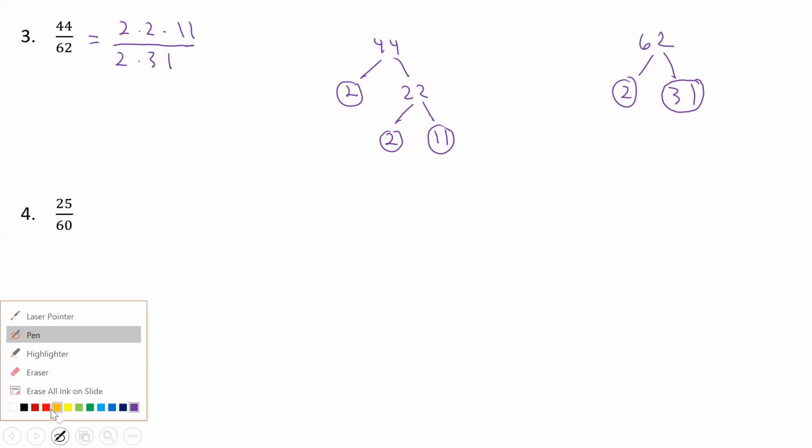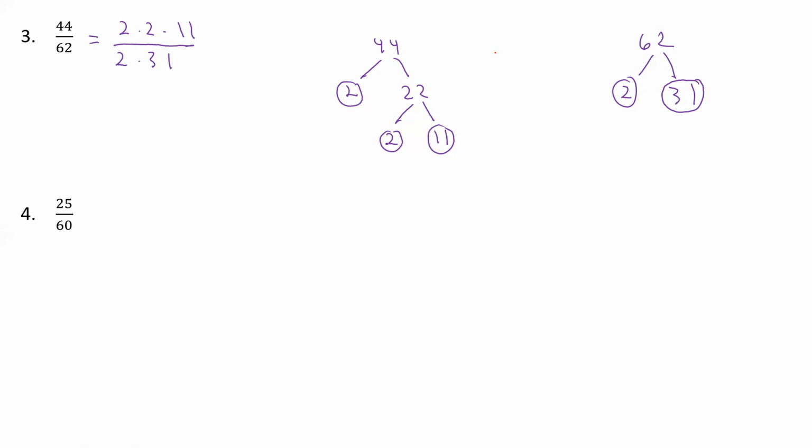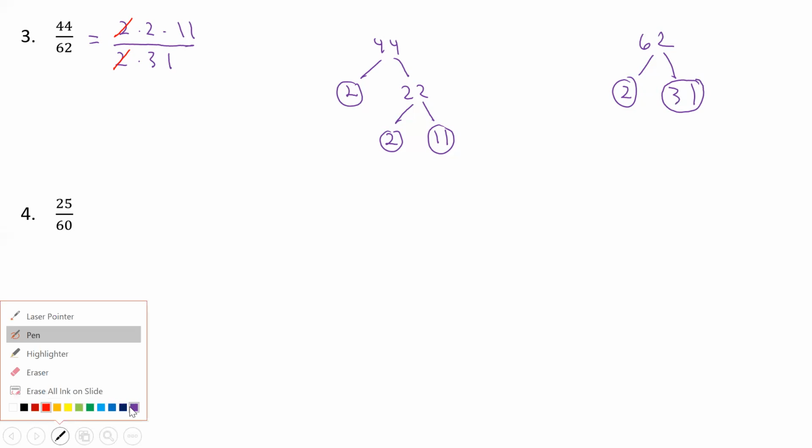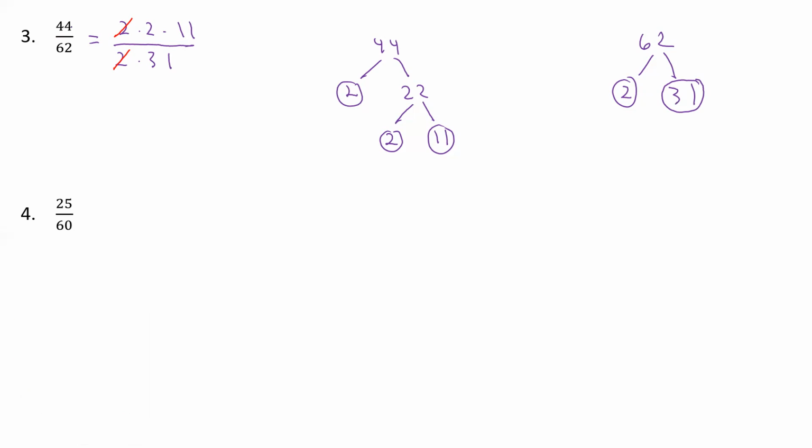So again, it looks like we did all of this just to find out we can only cancel out those 2 2's. But that's still a lot easier than going through and finding all the divisors of 44, all the divisors of 62, and then reducing it that way. And then we just have to remultiply. That's 22 over 31.